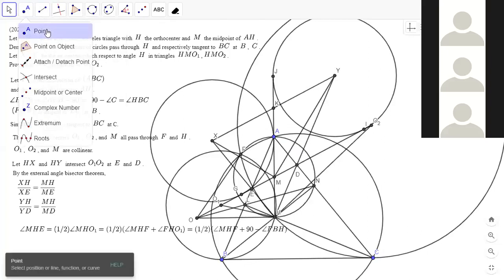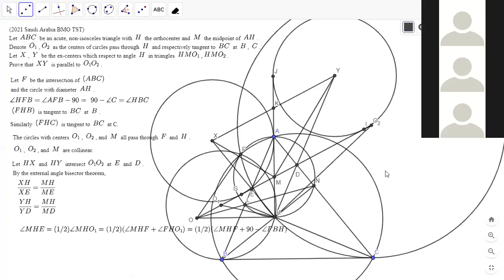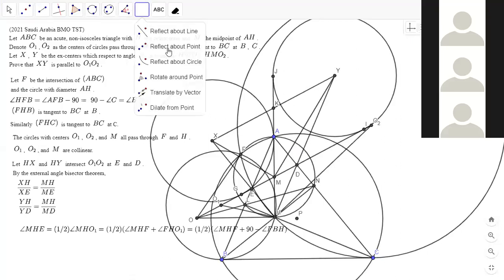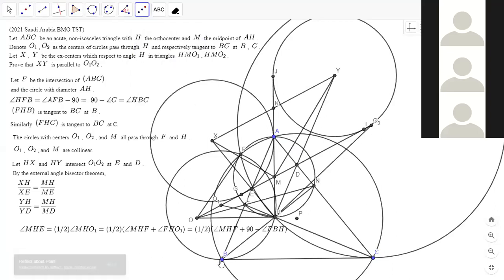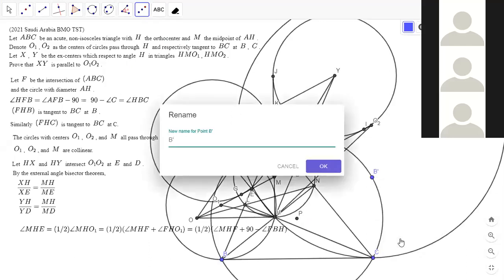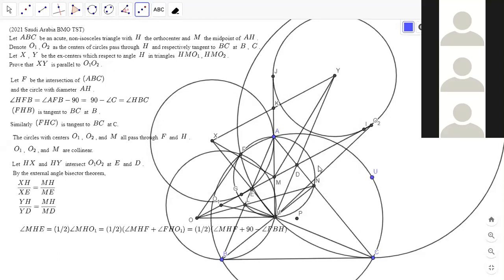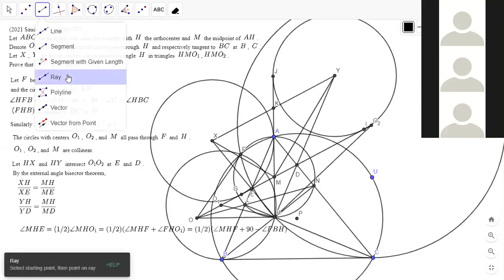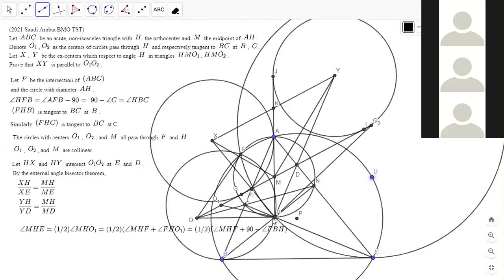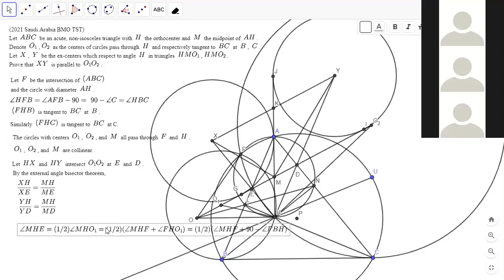Hold on one second. So draw the diameter BU of O1. Draw the diameter BU. So this is BU. And let HU meet AB at E. I'm going to delete this just for now.